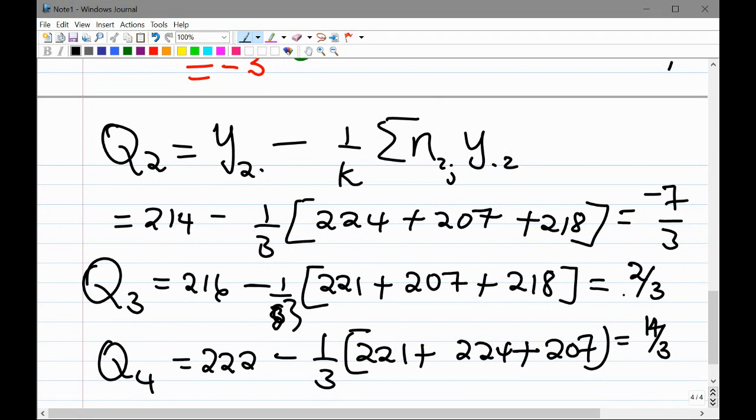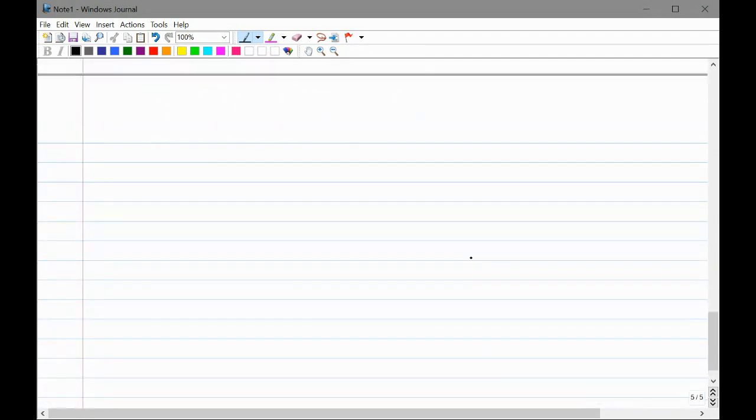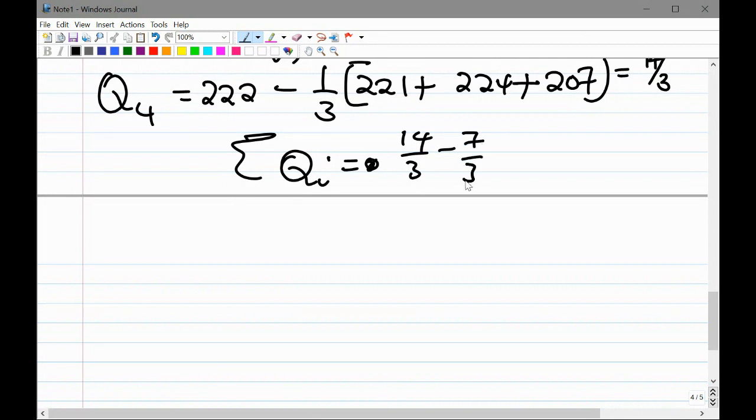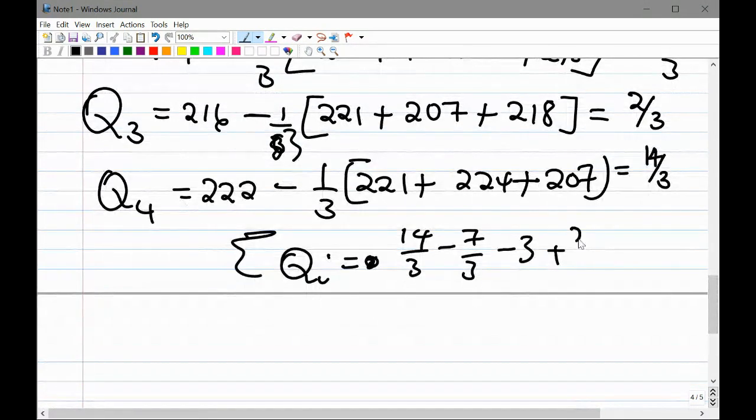Now let's check: the sum of the QIs must give you 0. You said 14 over 3 minus 7 over 3 minus 3 plus 2 over 3. What are you getting?